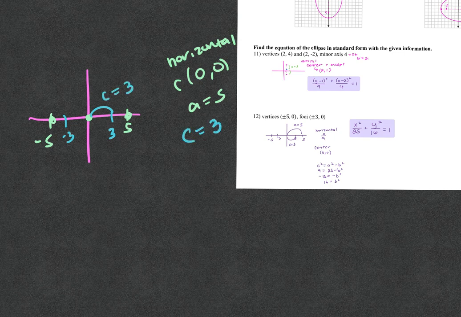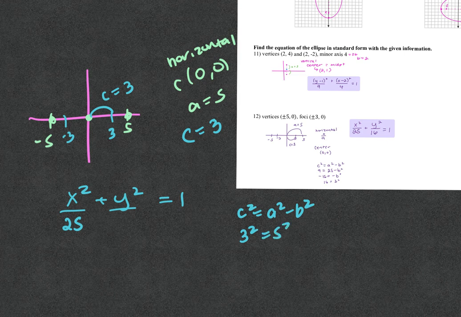Because it's horizontal, it's going to be x squared over something plus y squared over something equals 1, because my center is 0, 0. And because it's horizontal, I know the x squared gets the A, so it'd be 25. And even that, if you had to leave the rest blank, you would already get partial credit just from that. Then you'd get c squared equals a squared minus b squared, so 3 squared would equal 5 squared minus b squared, 9, 25.